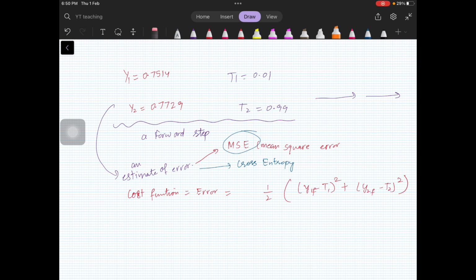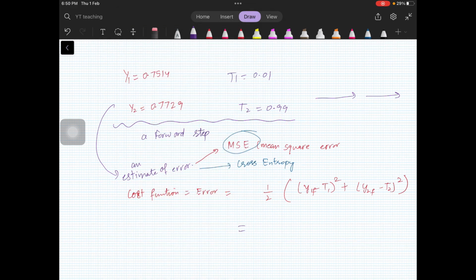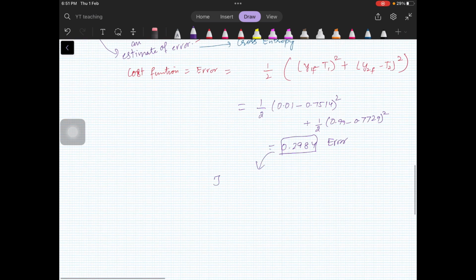So now we have this as our error, and we got this error from the forward step. What error do I get here? If I put all the values, 1 by 2 times 0.01 minus 0.7514 squared plus 1 by 2 times 0.99 minus 0.7729 squared, this error is 0.2984. So this is the error I got. Now what I have to do? I have to minimize this error. I want to reduce this error.